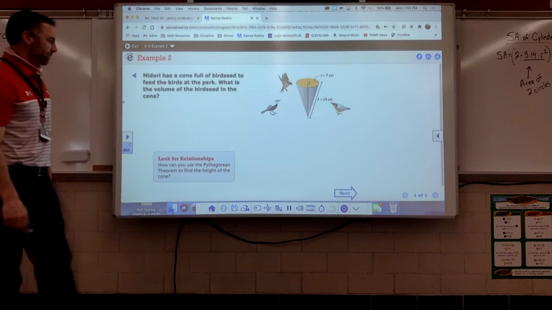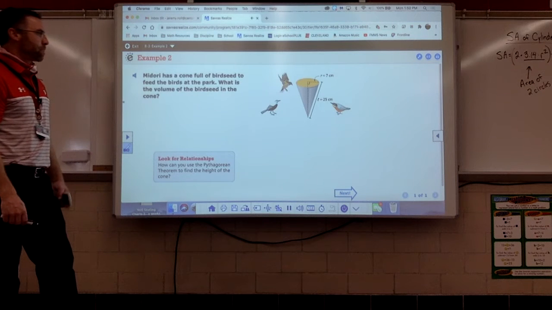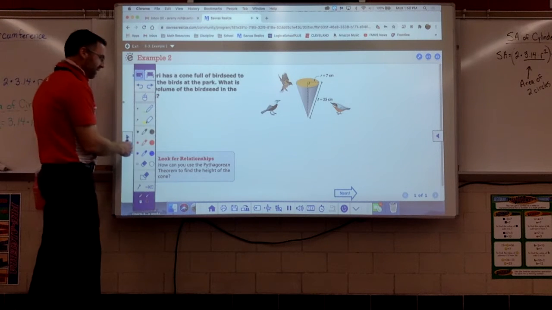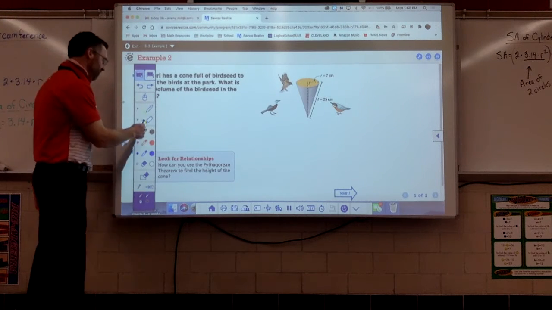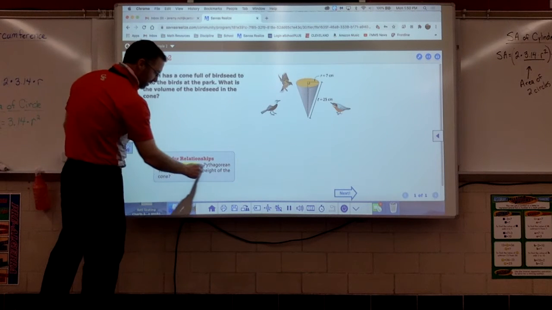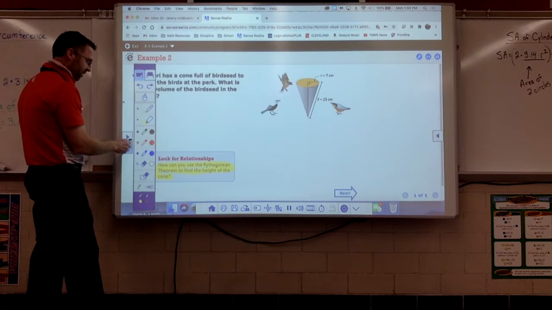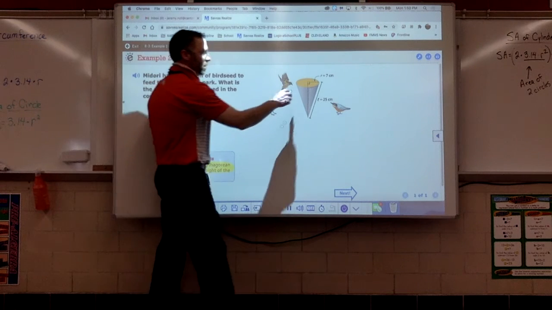Midori has a cone full of birdseed to feed the birds at the park. What is the volume of the birdseed in the cone? Look here. You guys thought we were done with Pythagorean theorem? How can you use the Pythagorean theorem to find the height of the cone? Well, folks, I hope you look and see.